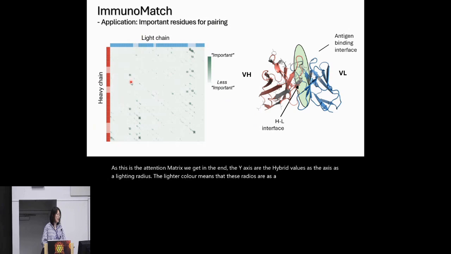So we are able to identify some residue pairs which are close to the CDR regions and also some around the framework regions. And if we map all these residue pairs onto the structure, we can see that although the model is trained on antibody sequences, it is still able to capture some structure information. Like it thinks that the residues at the interface between the heavy and light chain are important for the pairing.